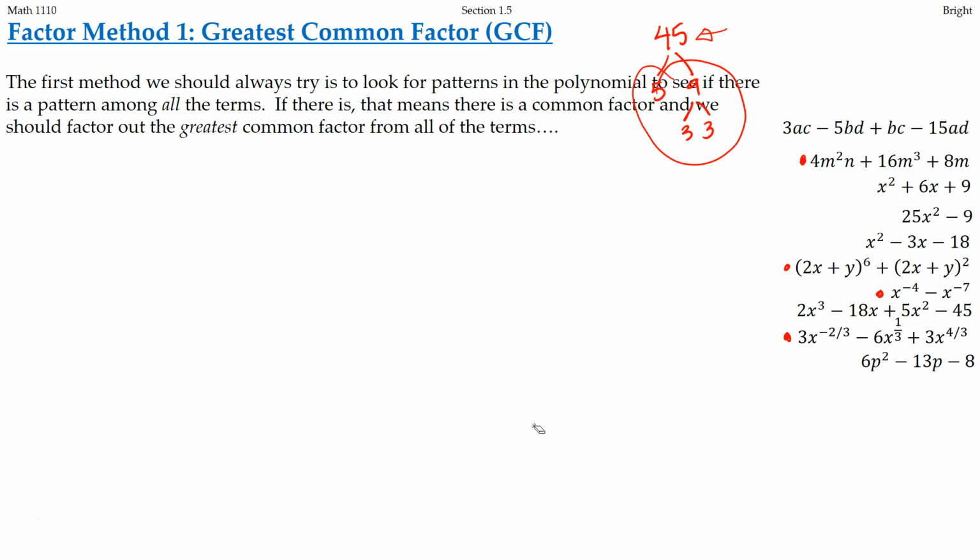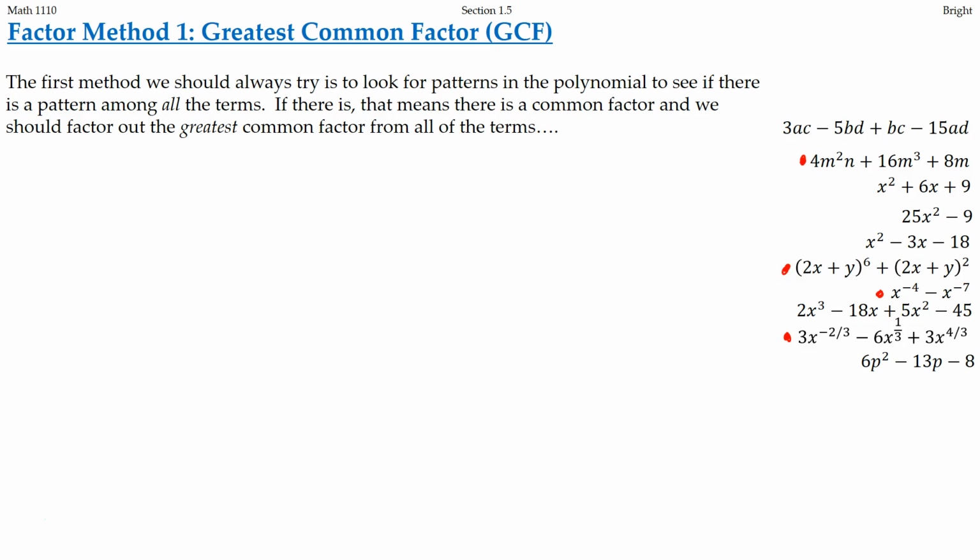So the first method that we're going to do, and I should probably erase this so you can see the whole thing, is that we're going to look for a GCF, greatest common factor. So we're going to look at the polynomial, see if we can see any patterns in the polynomial, and then if there is a pattern among all the terms, we're going to pull that out. Okay, so I have 3 examples dotted here. We're going to look at each of those.